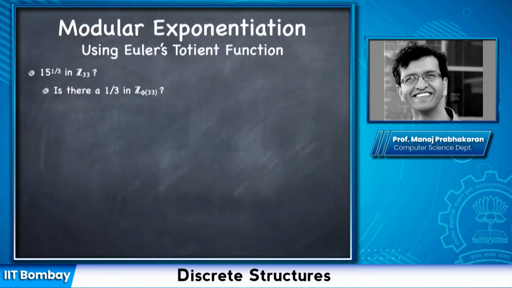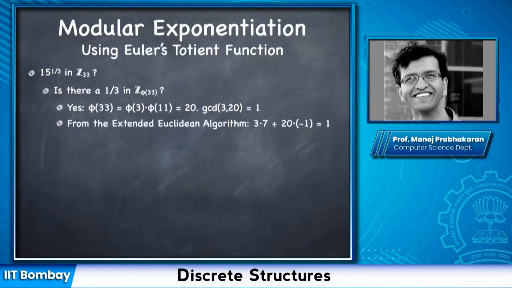But first let's ask, is the exponent 3 in this case that I'm interested in, does it admit 1 by e? So in Z phi 33, is there a 1 by 3? Well, the answer is yes, because 33 is 3 times 11, so phi 33 is phi 3 times phi 11. This is 2, this is 10, so it's 20, and 3 is co-prime with 20. So indeed 3 has a multiplicative inverse and happens to be 7. So 3 times 7 is 21, so 3 inverse is 7 in Z star 20.